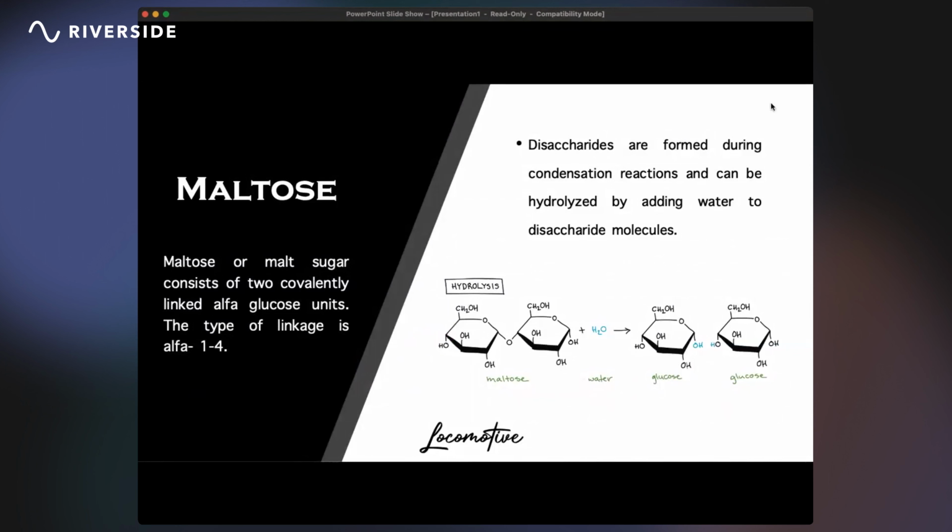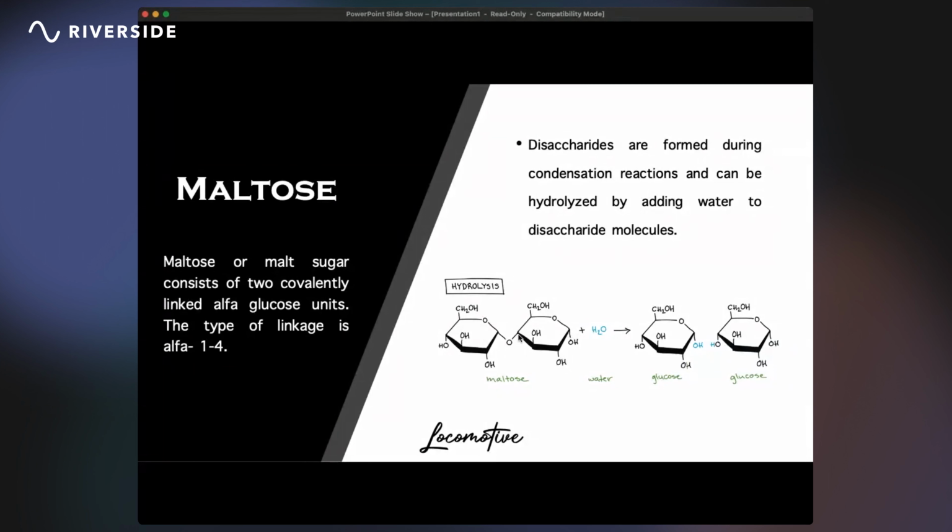Maltose, or malt sugar, consists of two covalently linked alpha glucose units. We'll discuss the alpha and beta glucose molecules, and the type of linkage is alpha 1,4. What does it mean? Look, it's carbon number 1, 2, 3, 4, 5, and 6. It's one glucose, right? And glucose is a monosaccharide and it has 6 carbon atoms. It's connected to another glucose by the central oxygen atom.